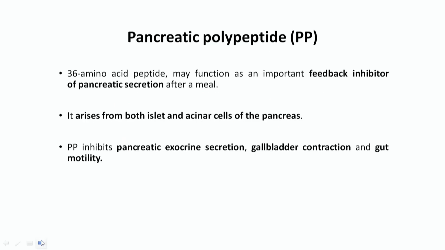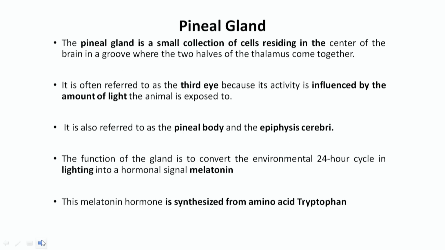Another hormone is called pancreatic polypeptide. It also has inhibitory actions. It will inhibit the action of both insulin and glucagon, and it will inhibit pancreatic exocrine secretion. It will also inhibit gallbladder contraction and gut motility. Basically, it has very inhibitory actions.